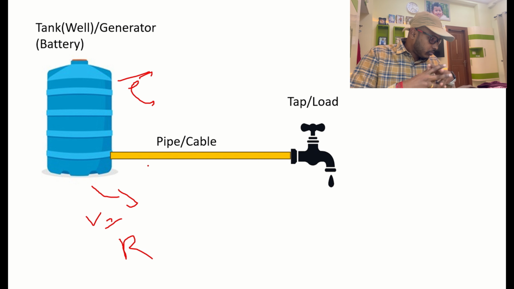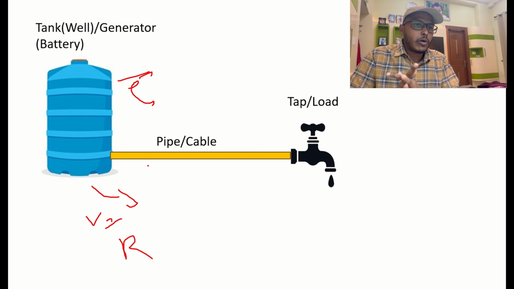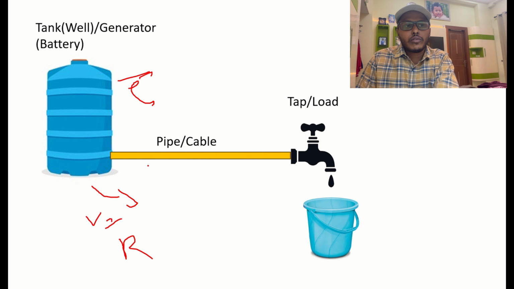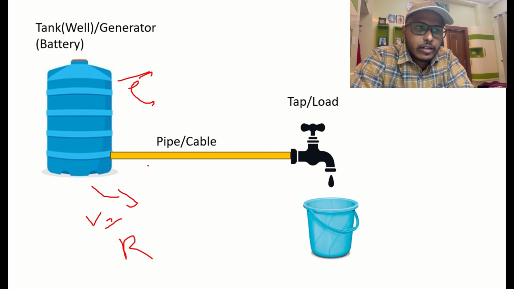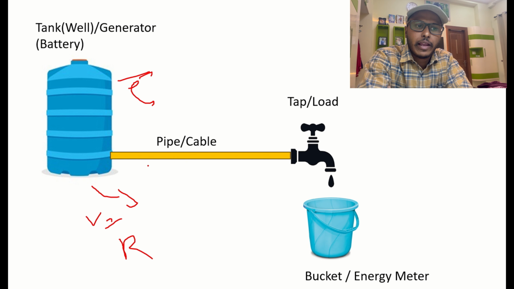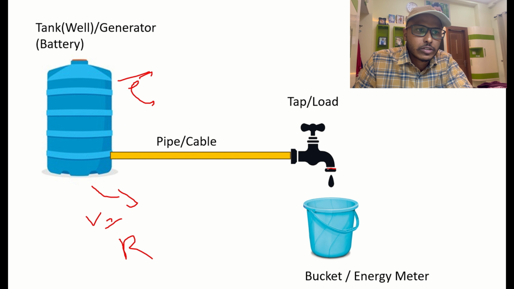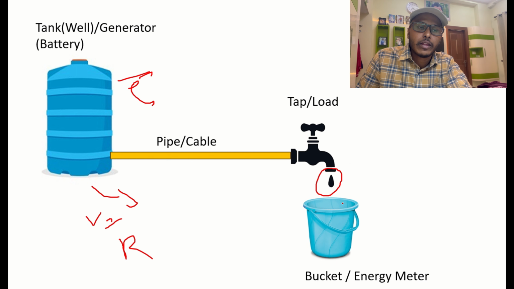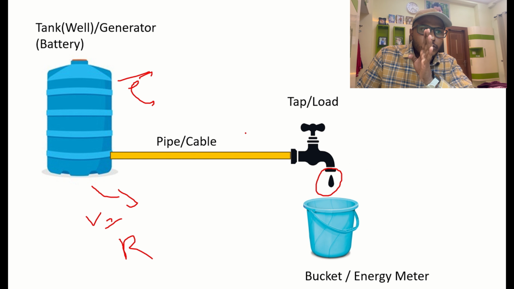Now let us come to the current. For that I have added a bucket. You can consider this as an energy meter, where you are measuring the power and current. So current is nothing but, we have voltage, we have electrons coming through this point. If you consider this single drop, we can call it a current. That means at this particular point, how much water is coming, that is called current.